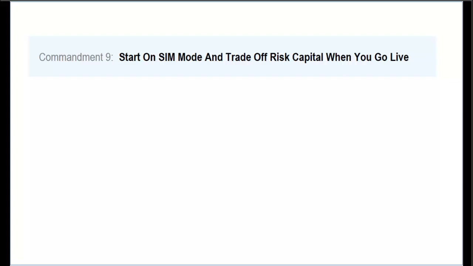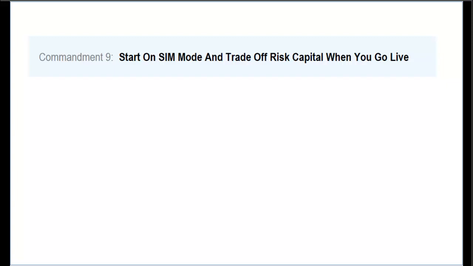But at least spend the first week on sim mode, and then when you do go live, we highly recommend you start off extremely small, one micro contract that can be easily built up and pyramided over time. But again, you keep the emotions out of the picture and just continue to trade and follow the system mechanically, and that's how you're going to get the kind of results that we get. You have to follow the system.